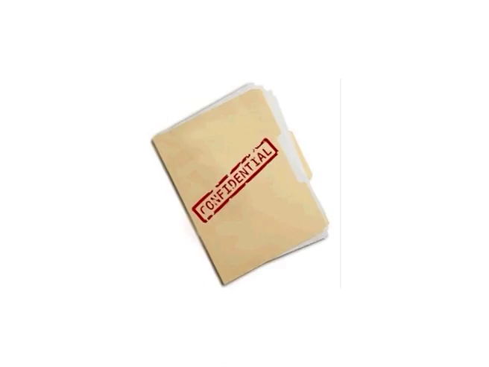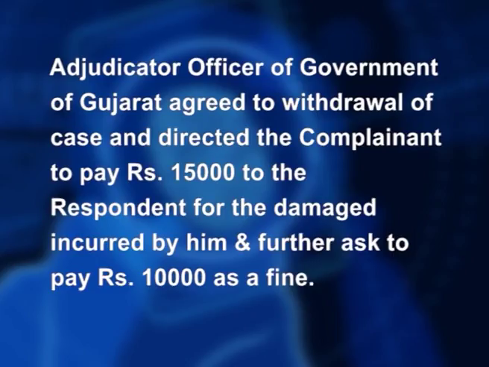An investigation revealed the submission of fabricated evidence by the complainant. The adjudicating officer of the Government of Gujarat agreed to the withdrawal of the case and directed the complainant to pay rupees 15,000 to the respondent for the damage incurred by him, and further asked him to pay rupees 10,000 as a fine. Next is the first conviction under the IT Act in Kerala.